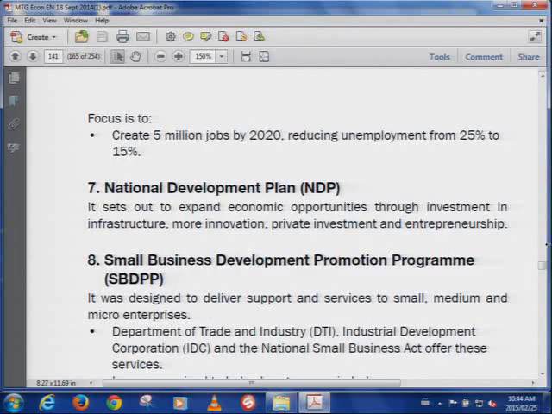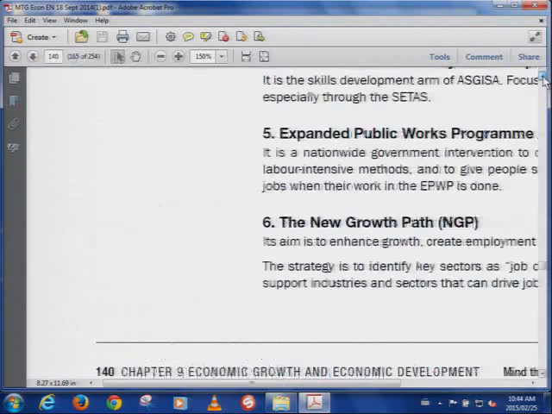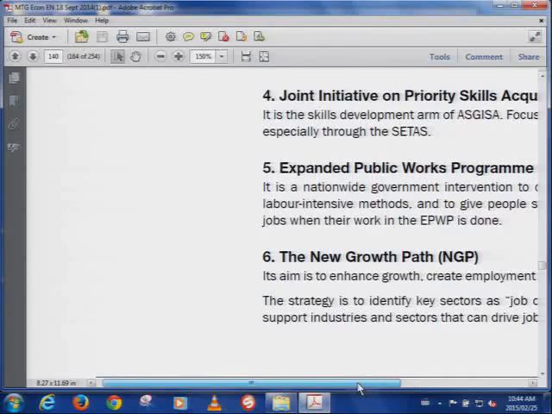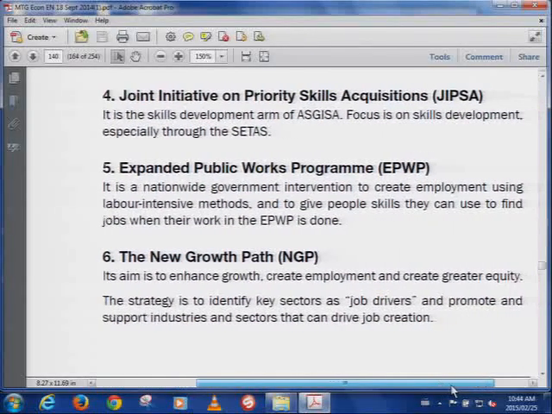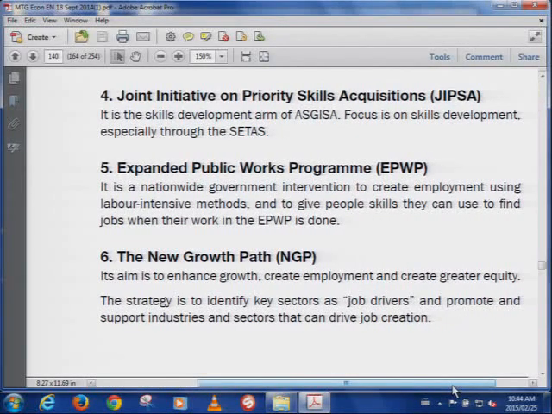NGP. Let's quickly look at that. NGP. The aim is to enhance growth, to create employment, and to create greater equity, because we still have a challenge of unequal distribution of income or uneven distribution of wealth and income. So the strategy is to identify the key sectors that can be job drivers, and to promote and support such industries and sectors so that they can operate optimally and create jobs.